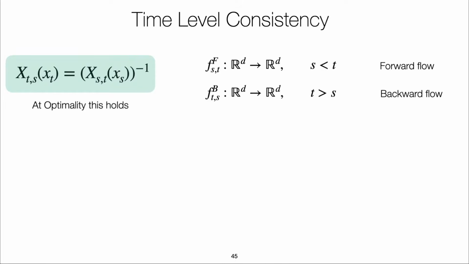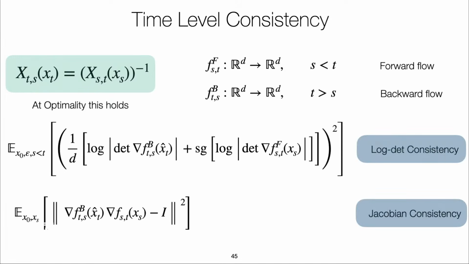I'll stop here for a second, because this is a very confusing concept. But the way you can think about it is that if you define the forward direction of your flow from S to T, and the backward direction of flow from T to S, the log det should be the same if you go forward and backward in time. And the Jacobians should also cancel each other out, because you jump from S to T and back.